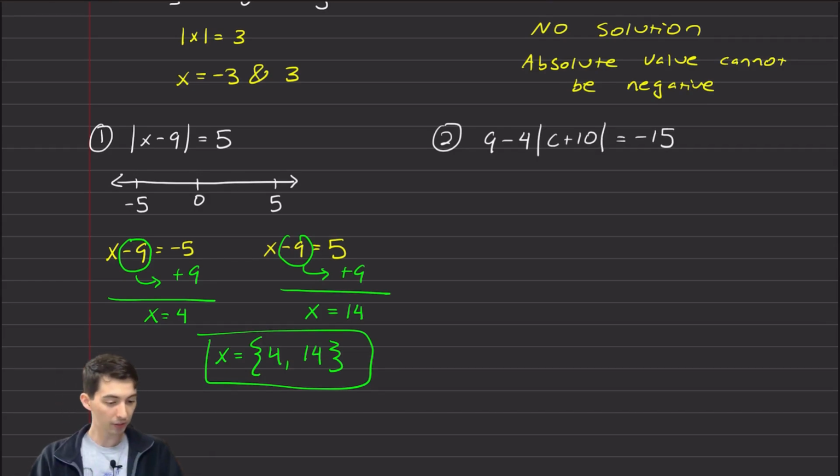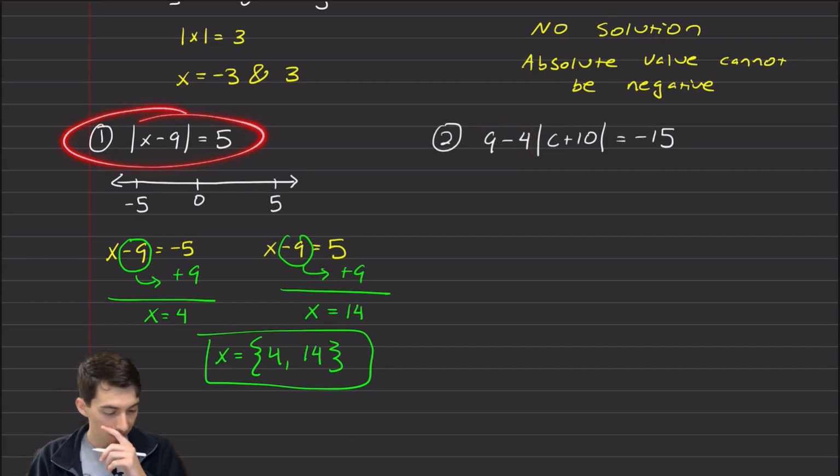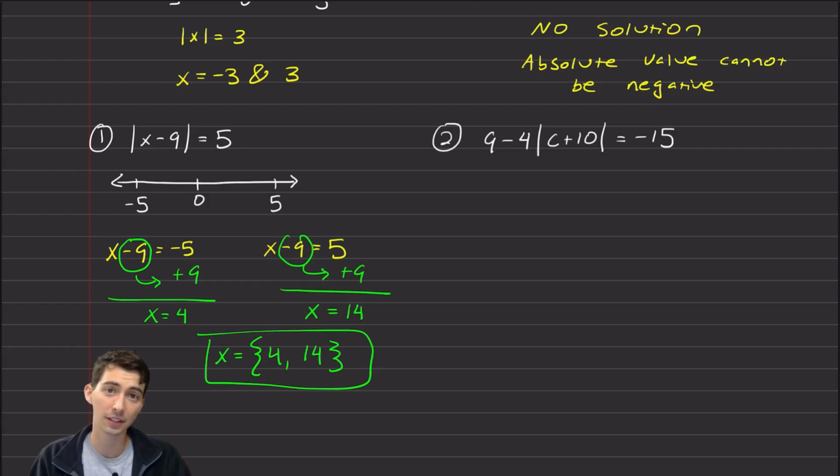Here, we've got some junk going on outside my absolute value. So let's get it just so that it looks like this one and clear out everything that's attached to the absolute value. We want to do this in reverse PEMDAS order. So I see that this 9 is being subtracted to this 4, which is being multiplied.